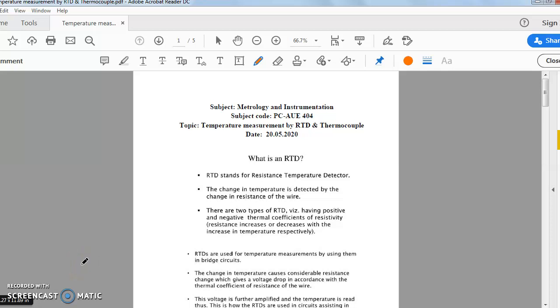Hello students, today we have reached the very last part of temperature measurement. The last two instruments are RTD, resistance temperature detector, and, most importantly, the thermocouple. Okay, so let us start with RTD. RTD stands for resistance temperature detector.